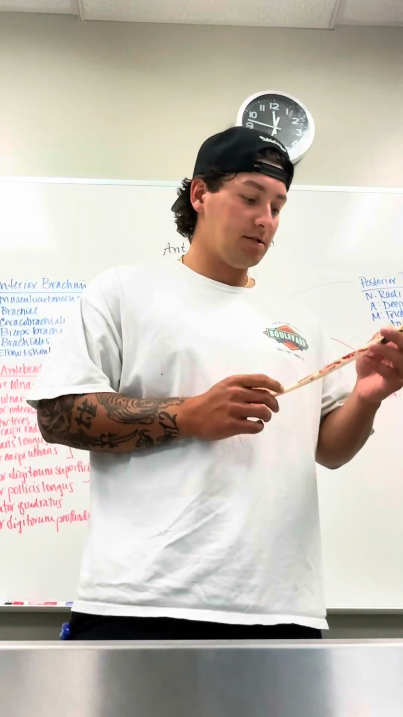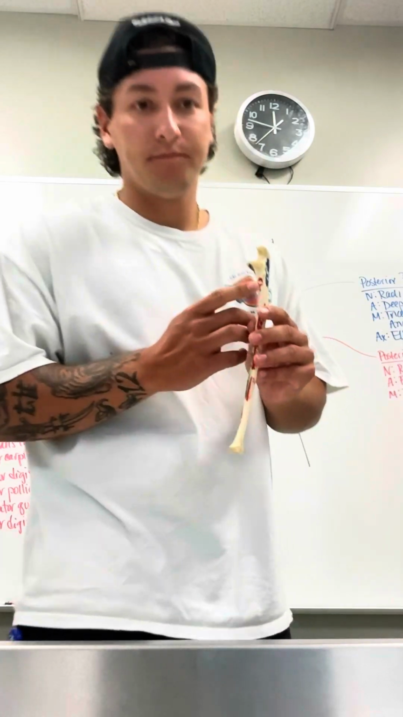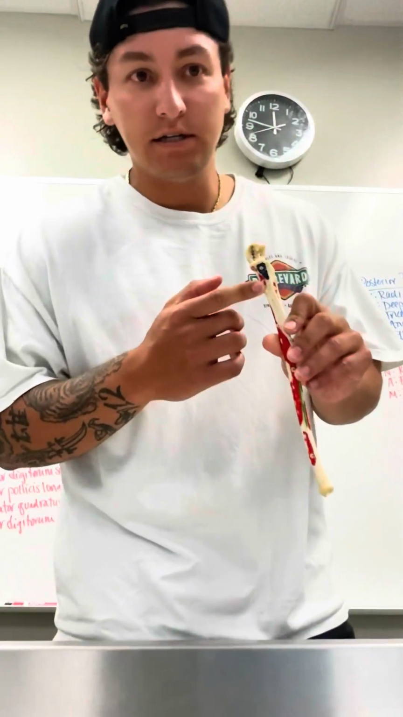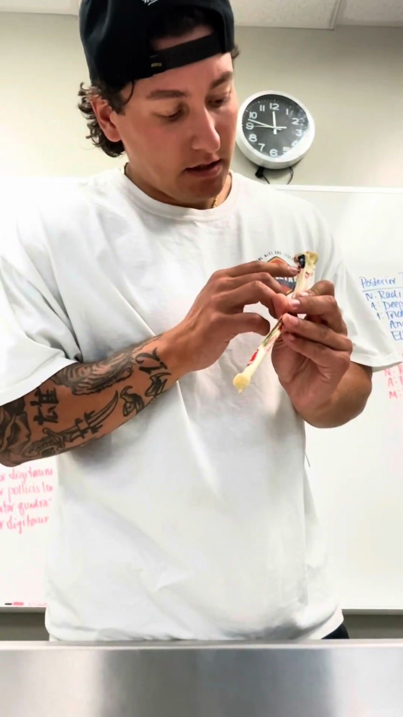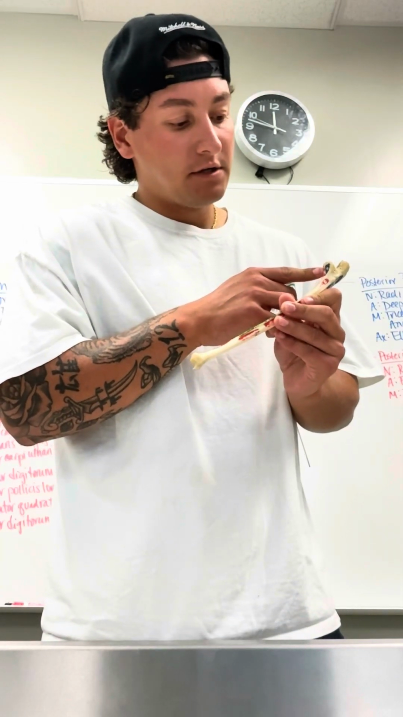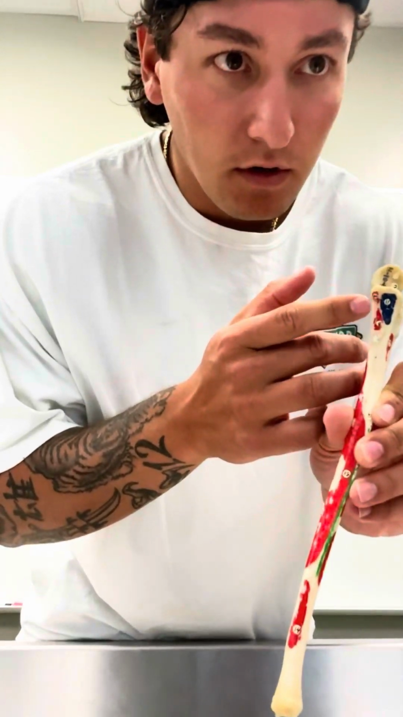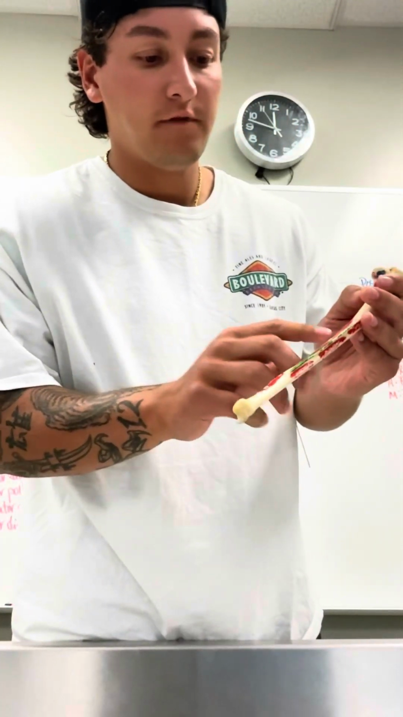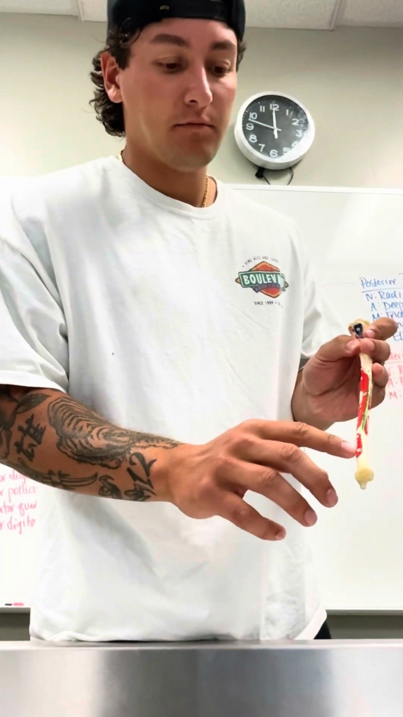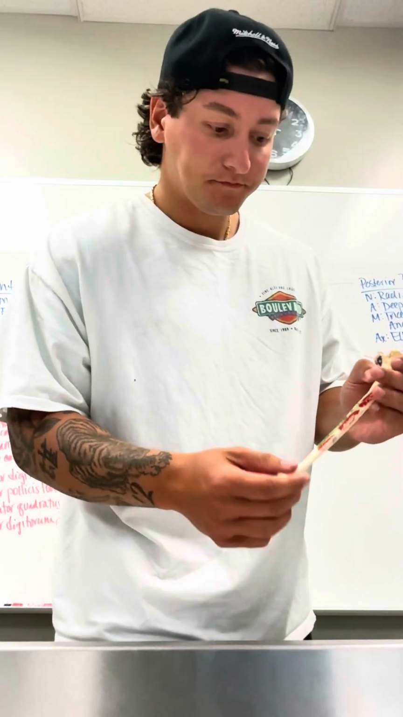Ulna. Start with the origins. Supinator, lateral side, pronator teres. Right here, flexor digitorum superficialis, right there. Flexor digitorum profundus, right here. Pronator quadratus, right here.